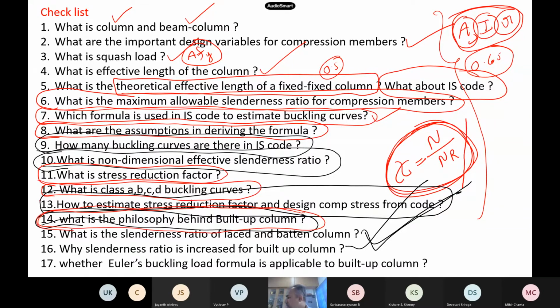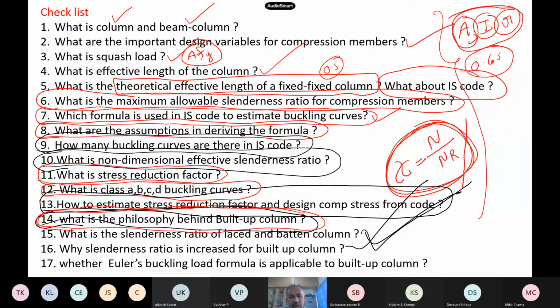Lacings and battens, why do we do that? Why do we require lacings and battens? What is the main advantage? We use built-up columns to increase the moment of inertia. Excellent. Moment of inertia along which axis?